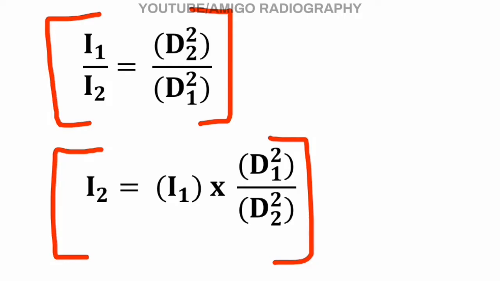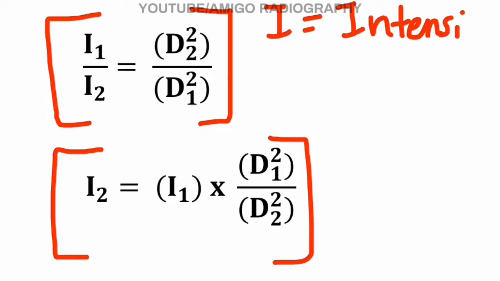And that's another point that I wanted to make right away, is that the inverse square law is often used in the case where I is equal to intensity, but the inverse square law is practical for other reasons as well. I can be equal to exposure.